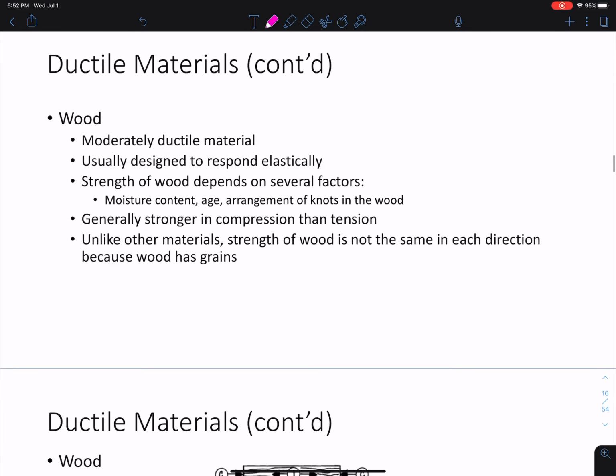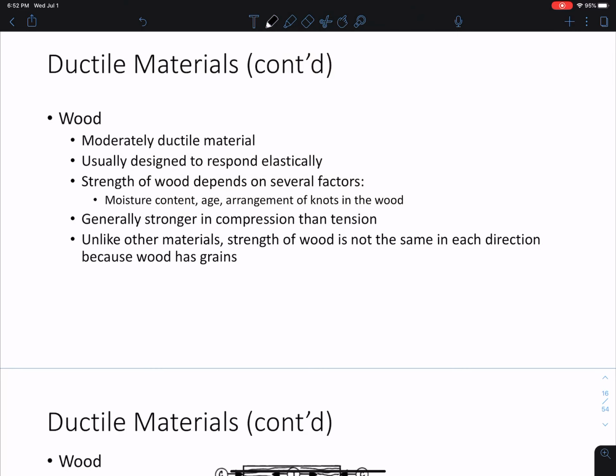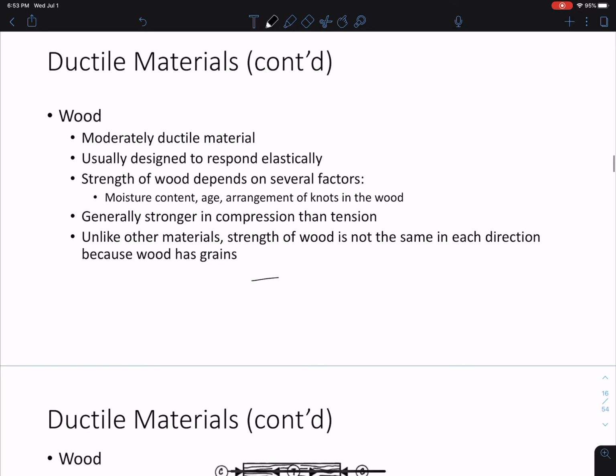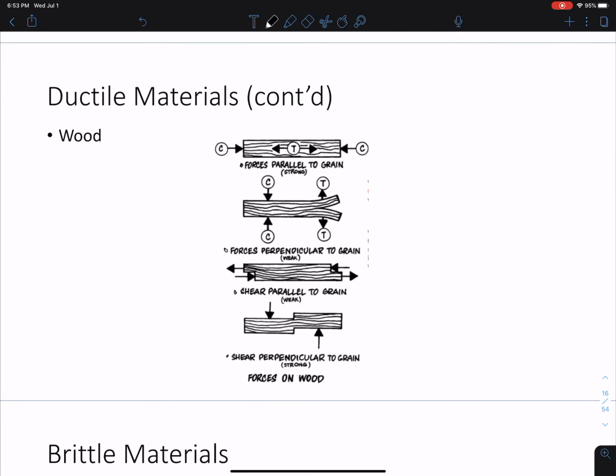Okay. Now, another material that's moderately ductile in most cases is wood. Okay, and what we do for wood is we design this to respond elastically. And the strength of wood can depend on several factors: moisture content, age, arrangement of the knots, and different types of timber that we can use. And it's generally stronger in compression than tension, okay? And this is a unique feature of wood or timber, that it has different strength in each direction depending on the grains, depending on the orientation of the grains along that wood plank that you're using, okay? So you can see here is an example of wood.